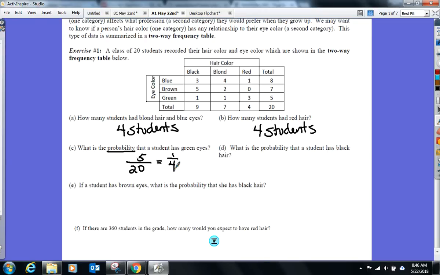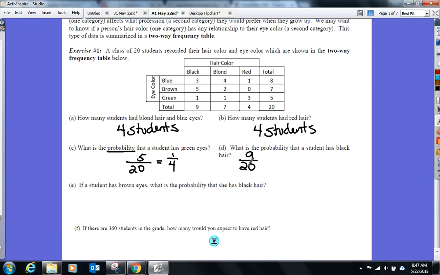All right, the student has black hair now. The probability the student has black hair. So black hair, 9 students out of what we said before, 20 total. And I don't think you can reduce that, so we keep it 9 out of 20.